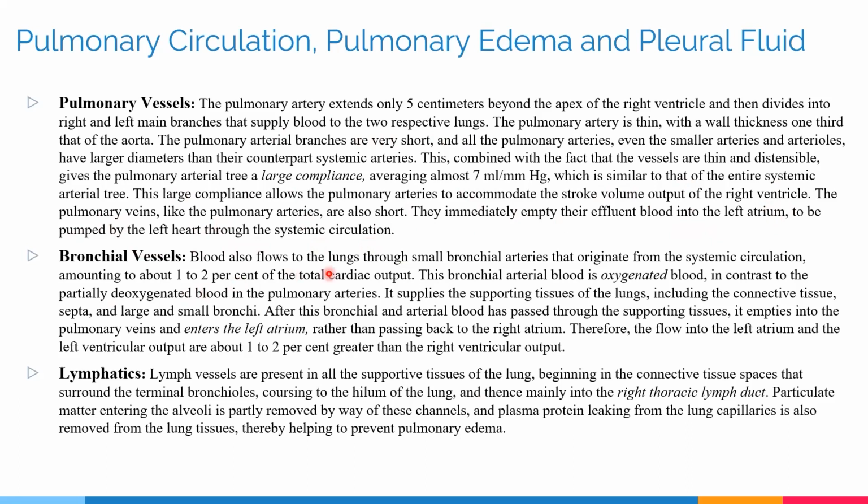Blood also flows to the lungs through small bronchial arteries that originate from systemic circulation, amounting to about 1 to 2% of the total cardiac output. This bronchial arterial blood is oxygenated, in contrast to the partially deoxygenated blood in the pulmonary arteries. It supplies supporting tissues of the lungs, including the connective tissue, septa, and the large and small bronchi. Thus, the blood traveling through the bronchial vessels supplies oxygen to the tissues of the lungs themselves.